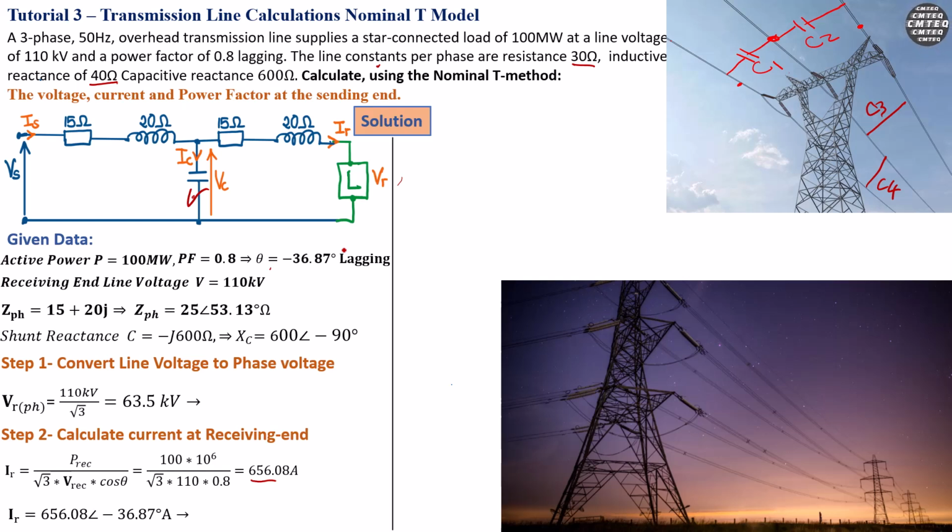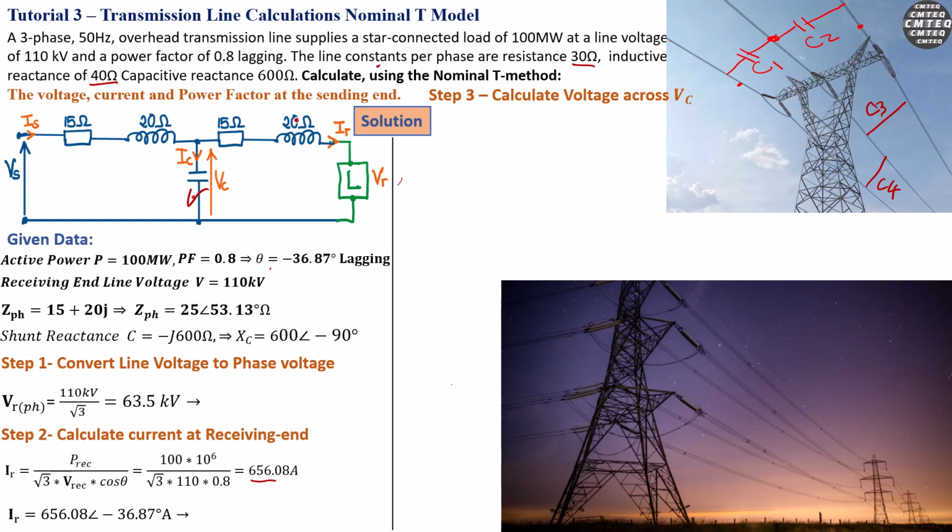Now we continue with step 3, which is to calculate the voltage across VC. Okay, now if we didn't have this line impedance here at this section, we would just deduce that this voltage VC is the same as this voltage at the receiving end, obviously per phase parameter.